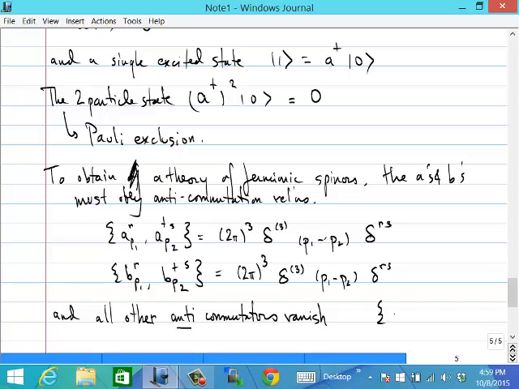So, for example, the a's and b's don't commute with one another, they anti-commute. And this is really a definition, let us say, of what we mean by a theory of fermions.